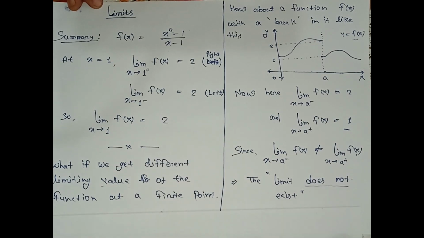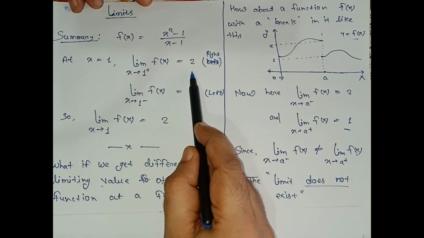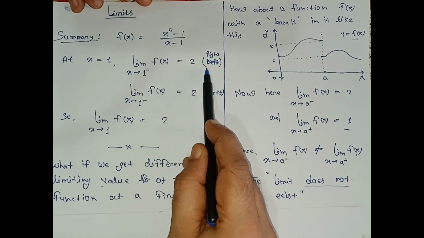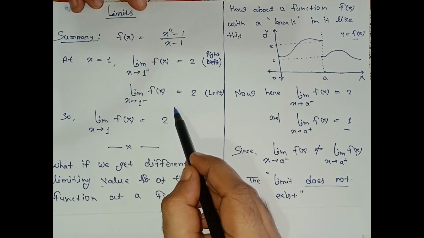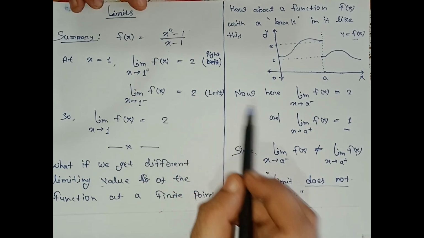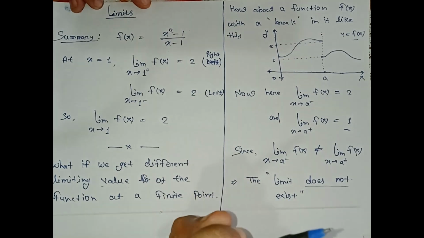What if we get different limiting values of the function at a finite point? What I mean to say is that when you approach from the right hand side, you are getting some value, and when you approach from the left hand side, you are getting some other value. Both values are different. So whenever this type of case occurs, we can say that at that point the limit does not exist.